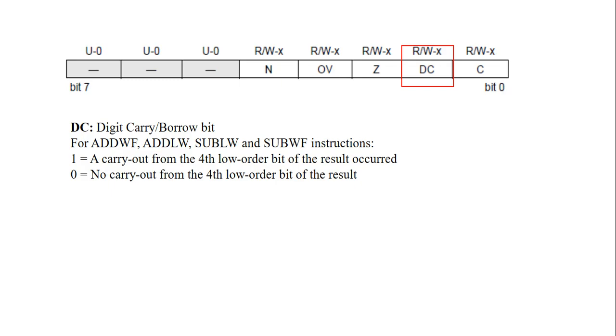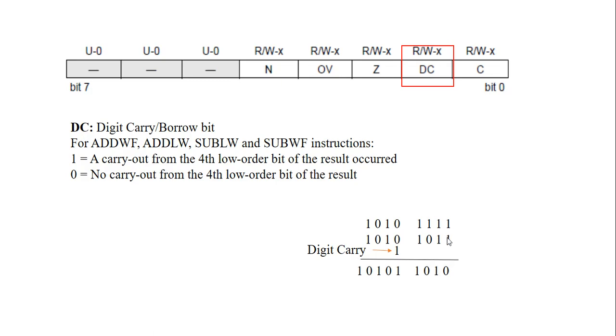Then the digital carry will come. In digital carry, when a carry is generated from the 4th lower order bit of the result, then this digital carry will be 1. If there is no carry out from the 4th low order bit of the result, then it is 0. The same instructions are used, related to addition as well as subtraction. Likewise, if a borrow is generated from the 4th lower bit, then it is also high, otherwise it is low.